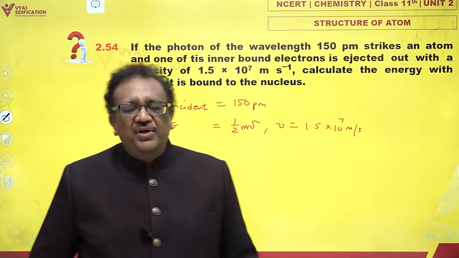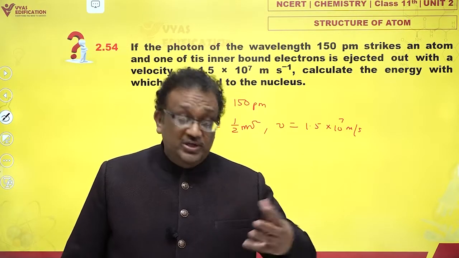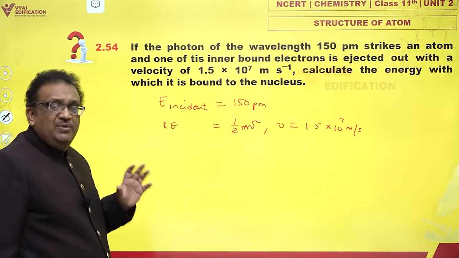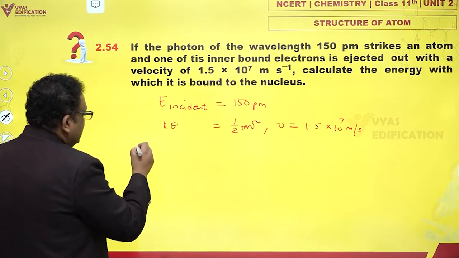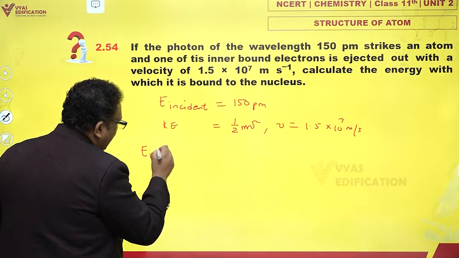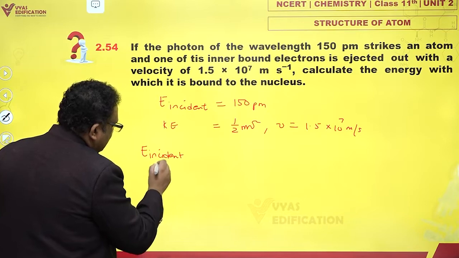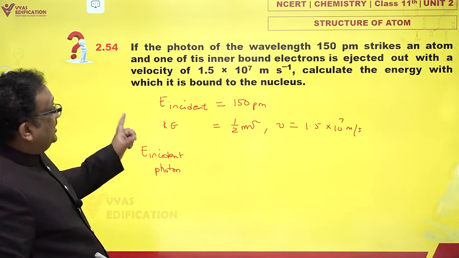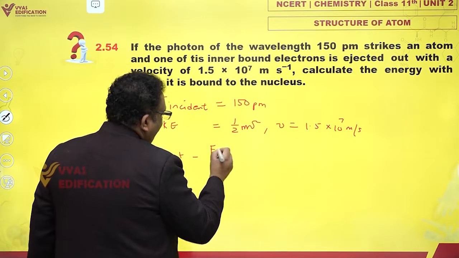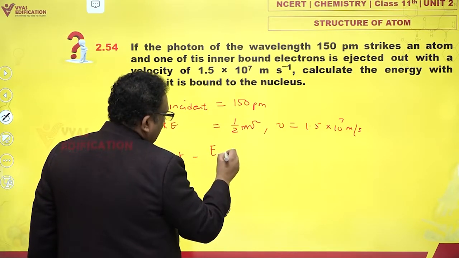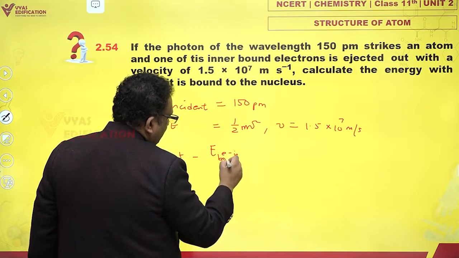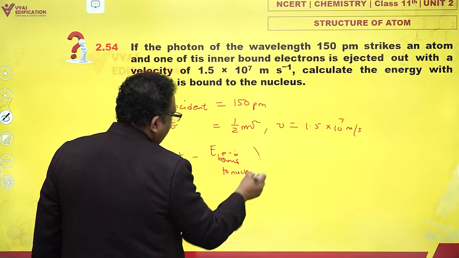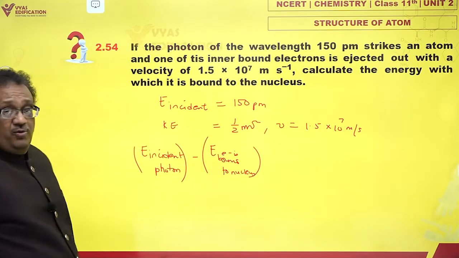The concept is very similar to the photoelectric effect, although instead of a metal crystal, it is being applied to an atom. How do we first use common sense and derive our equation? It is E incident photon. This is the energy of the photon which came in, minus the energy with which the electron is bound to the nucleus, or the binding energy of the electron.